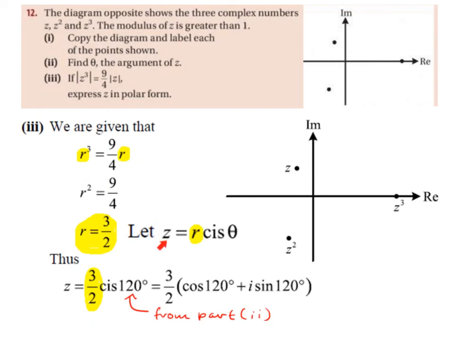So we're going to let z equal r cis theta. So z will be equal to 3 over 2 cis 120 degrees. We're substituting 3 over 2 for r and 120 degrees for theta, which we got from part 2 on the previous slide. And then expanding this, we have z is equal to 3 over 2 (cos 120 degrees plus i sin 120 degrees), which is in polar form.